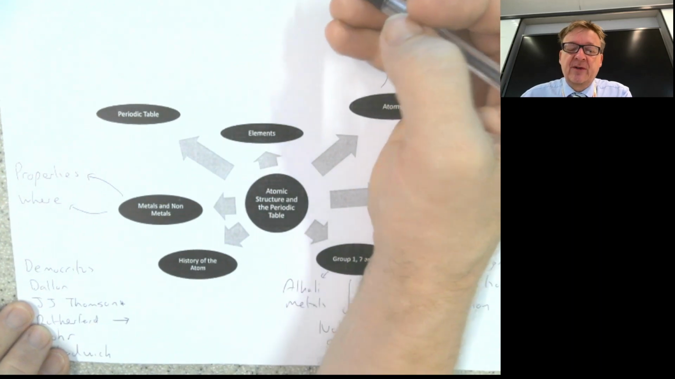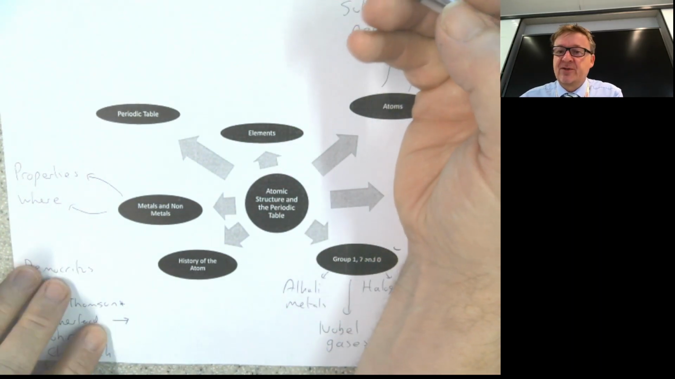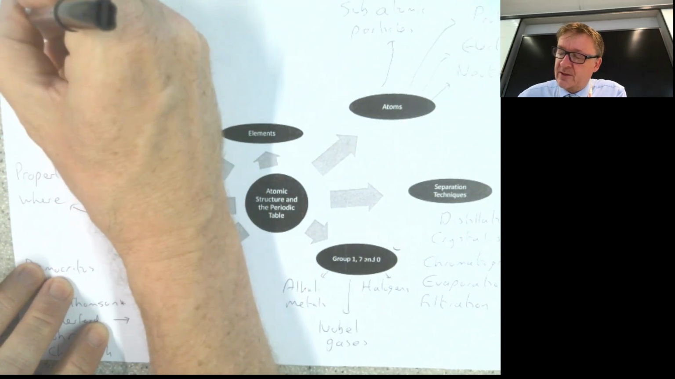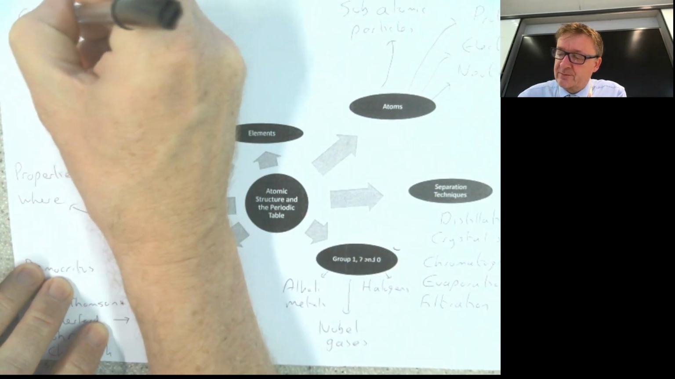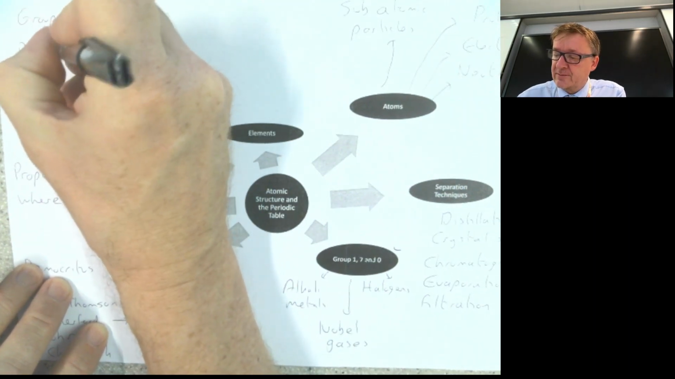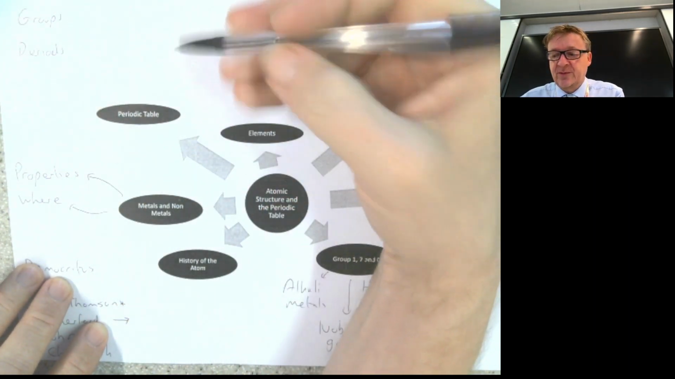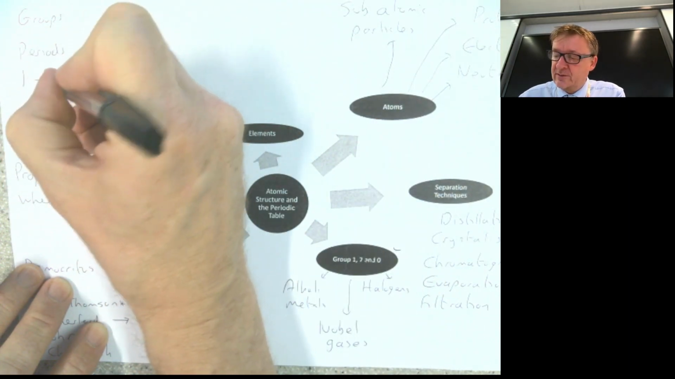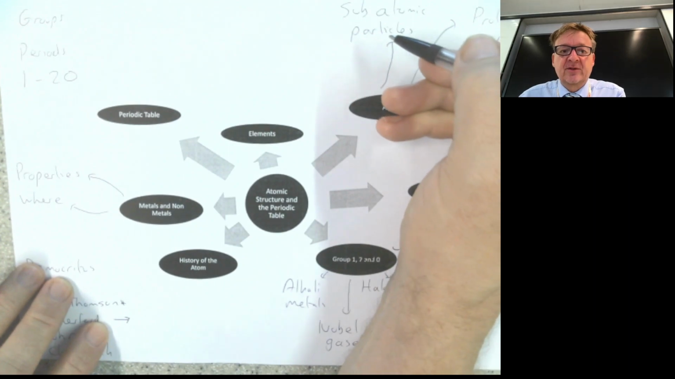Periodic table. The periodic table is really the chemistry Bible. You get one in your exam, right? You need to know about groups and about periods. Groups are the columns, periods go across. And you need to know elements 1 to 20 and be able to draw the electron structure of 1 to 20.